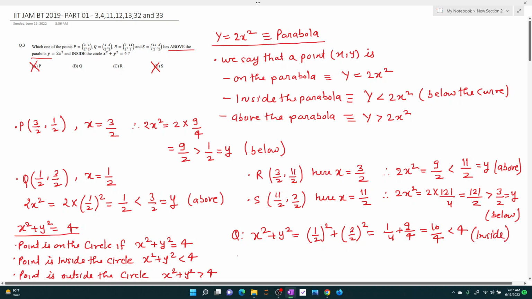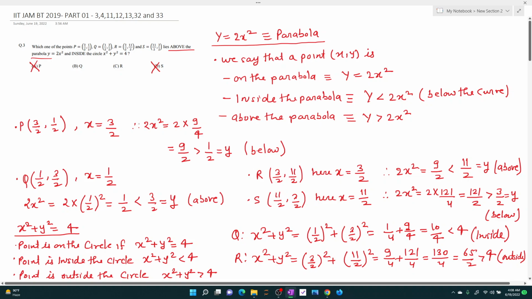Okay, now let's check the point R. Here for R, the value of x square plus y square will become 3 by 2 whole square plus 11 by 2 whole square. So this will become 9 by 4 plus 121 by 4, and this is coming out to be 130 by 4, which is nothing but 65 by 2, way greater than 4. So this point is outside the circle, right? So Q is the answer here, the point which is above the parabola and inside the circle, right? So Q is the correct answer.